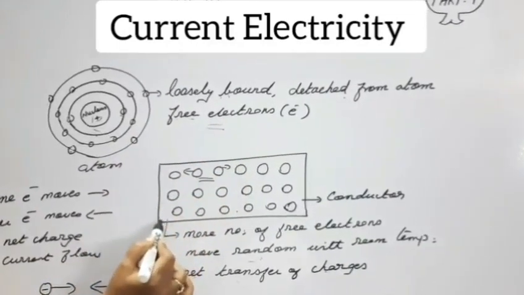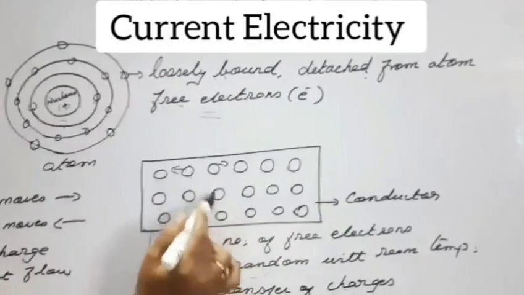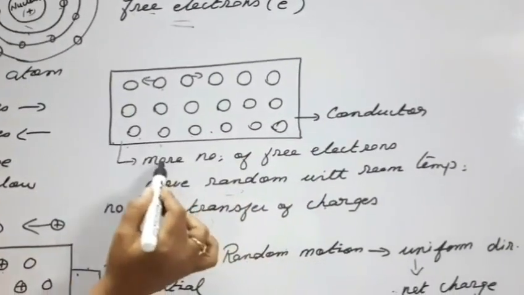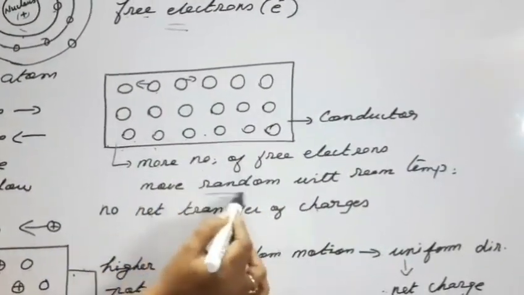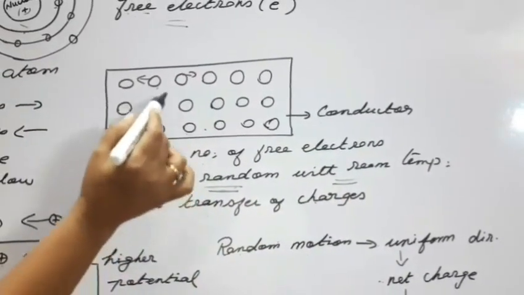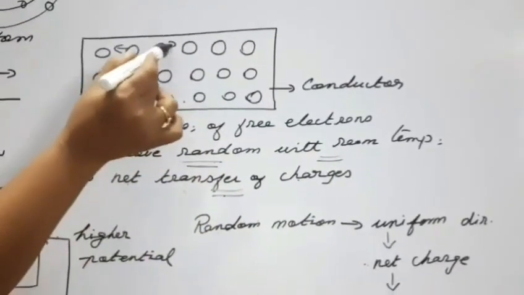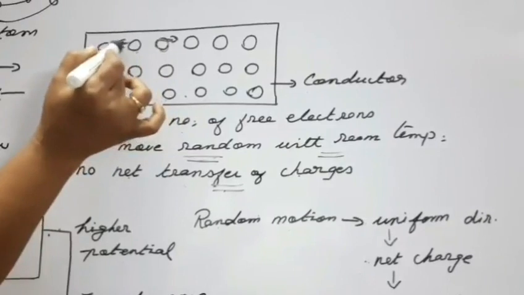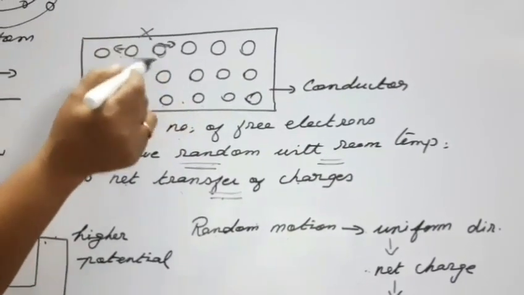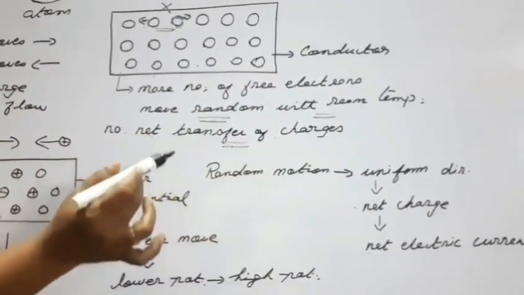Suppose you take a substance in which a large number of free electrons are present. That substance is known as a conductor. In a conductor, the electrons move in random directions at room temperature. Random motion means there is no net transfer of charge. That is, one electron is moving in one direction and another electron is moving in the opposite direction, so there is no net charge. Therefore, no net current passes through this conductor.